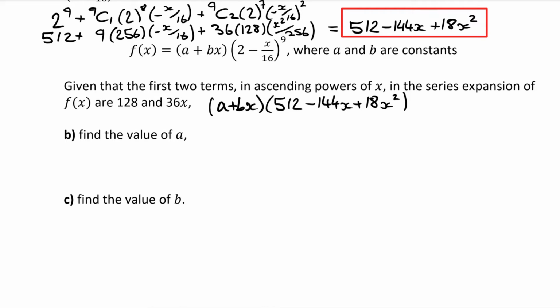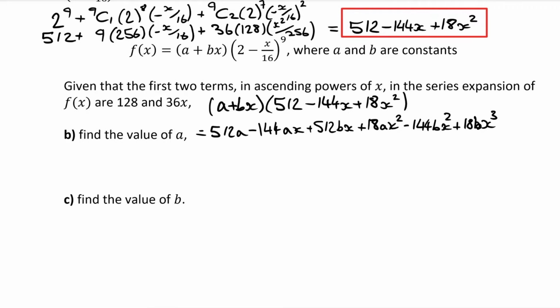So when we do expand it, we get 512a minus 144ax plus 512bx plus 18ax squared minus 144bx squared plus 18bx cubed. Now the question is only referring to the first two terms, which is all that we have to be concerned about. So this simplified becomes 512a plus, now I'm going to collect the like terms for x. So we have 512bx minus 144ax. That gets simplified to (512b minus 144a) times x.